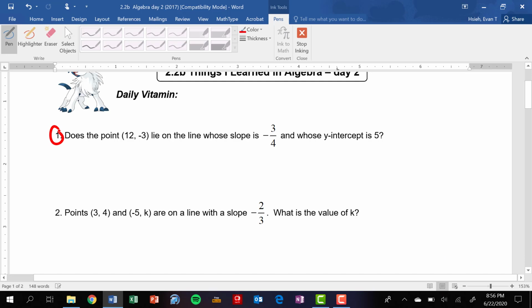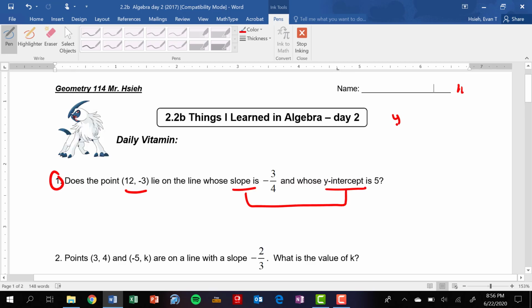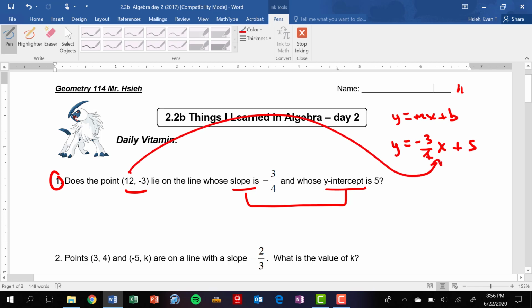So the first problem basically asks you if this point lies on a line that has this slope and this y-intercept. I know I can put this slope and this y-intercept into y = mx + b, slope-intercept form. So y is equal to negative 3/4 times x plus 5. Then I'll take this x value, 12, and plug it in for x here, and the negative 3 and plug it in for the y here. I don't believe that those are equal to each other, so it does not lie on that line.